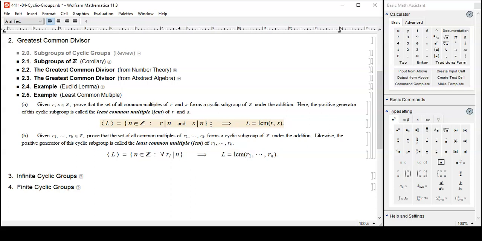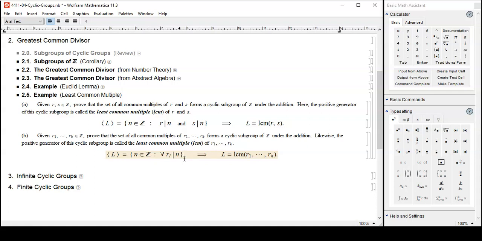Okay. Next, given R1, R2, R3 all the way over to Rk, all of which are integers, prove that the set of all common multiples of R1 to Rk forms a cyclic subgroup of Z under the addition. That is, the set of all n where n is a multiple of all Ri, and you can prove that this is a subgroup of Z.